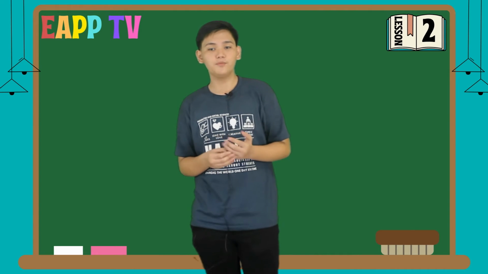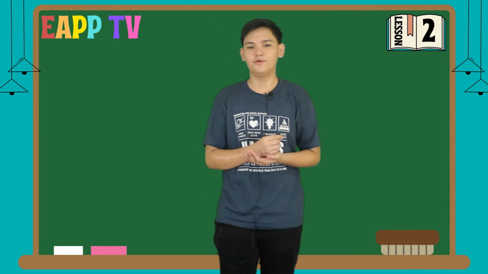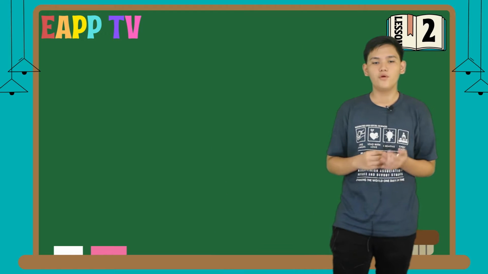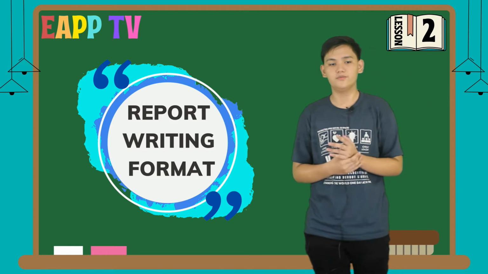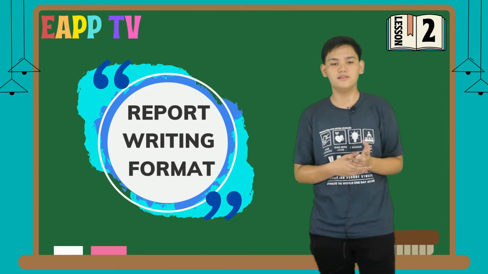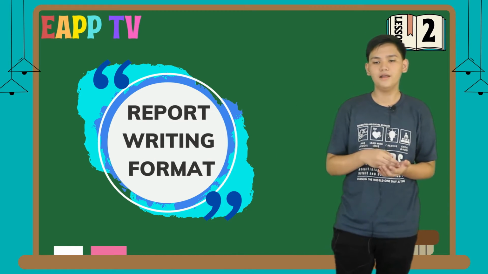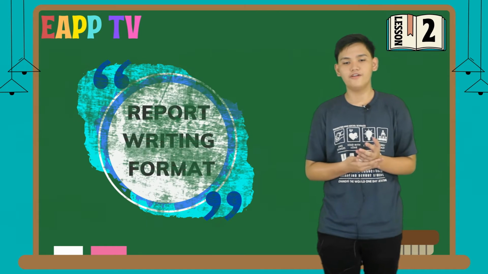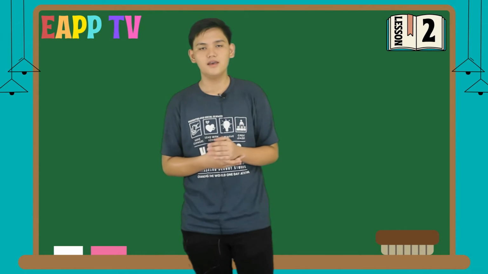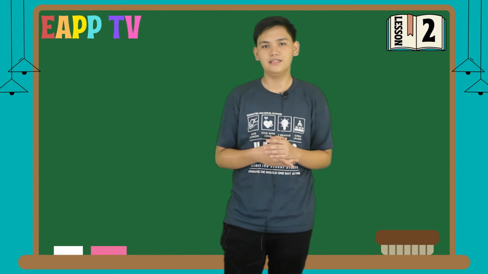After knowing the kinds of report writing, let's proceed with the report writing format. The report writing format has an executive summary, table of contents, introduction, body, conclusion, reference, and appendix. And now, let's define the meaning of those.